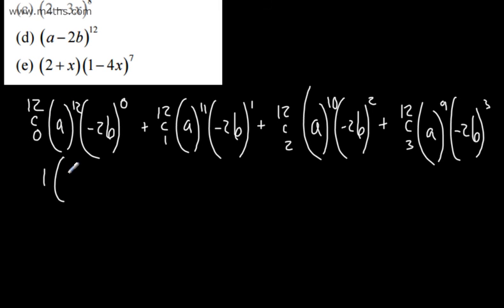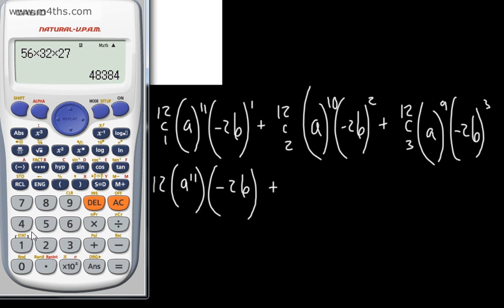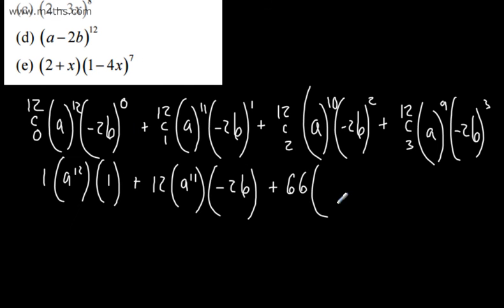12C0 is 1. Then we'll get a to the power of 12, and then we'll get 1. 12C1 is 12. We'll have a to the power of 11, and then we'll have negative 2b. 12C2, if we want, we can work this out. It's going to be 12 times 11 divided by 2. It should be 66. Hopefully my maths is stacking up. So 12C2, 66. Then we'll have a to the power of 10. And then we'll have this term squared, which is going to be positive 4b squared.